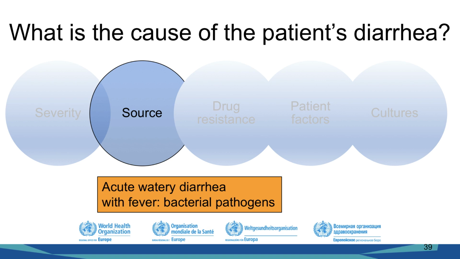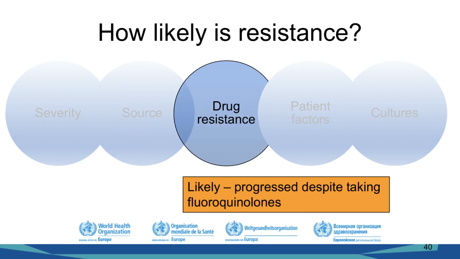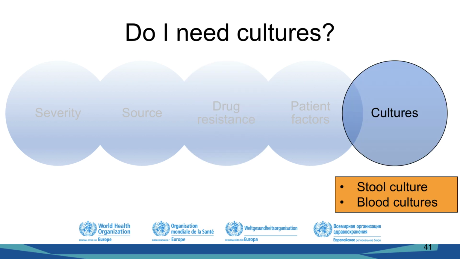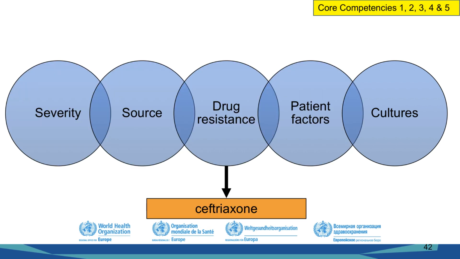The possible etiologies of acute diarrhea with fever include Shigella, Campylobacter jejuni, non-typhoidal Salmonella species. This patient's illness progressed despite taking fluoroquinolones, thus you suspect that her infection is due to a resistant organism. In this case, you should obtain stool and blood for culture given the severity of her presentation. You decide that empiric antimicrobial therapy is warranted, and you decide to prescribe ceftriaxone due to her inability to tolerate oral antibiotics.